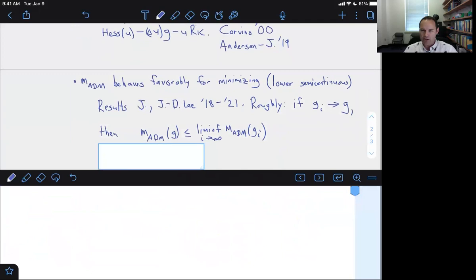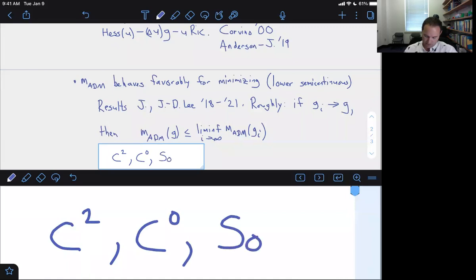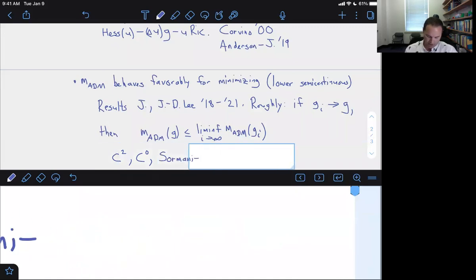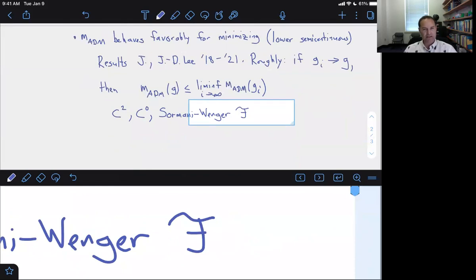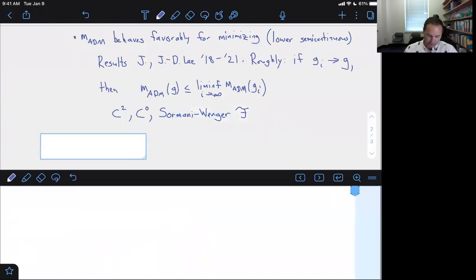Of course, it matters what topology you're talking about for the metrics. The first case, the solo work, was for local C2 or pointed C2 convergence. The work with Dan Lee was for C0 convergence, which was substantially more involved. And then the latest work was for Sormani and Wenger intrinsic flat convergence. So you can think of these as a series of results telling you that the mass behaves the way you would want it to for minimizing. Okay, so that was the first part of the talk. That was the quicker one.